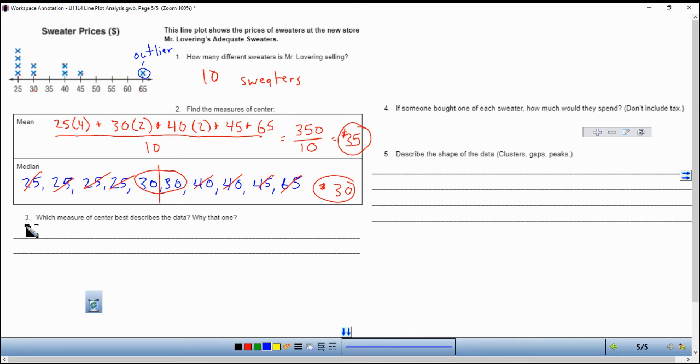So which measure of center best describes the data? So we use the median because there's an outlier.